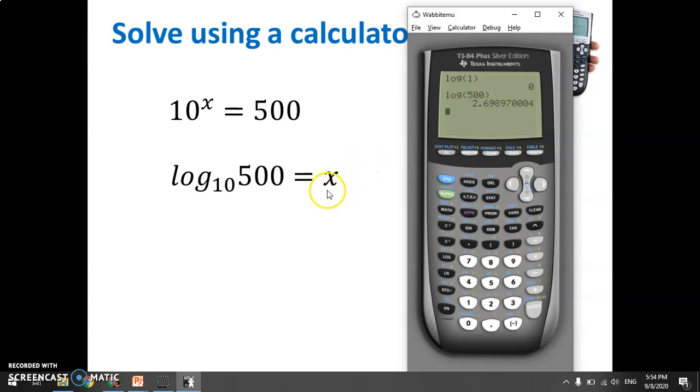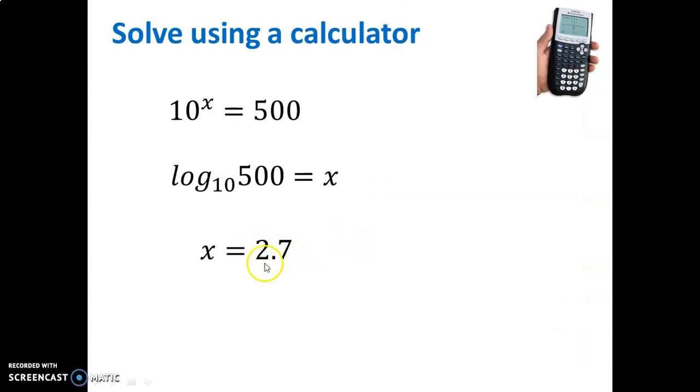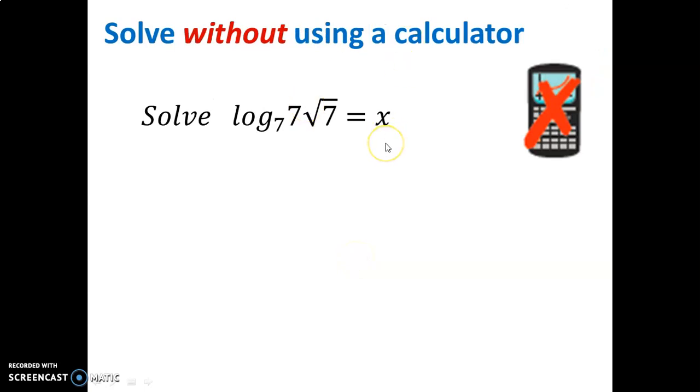And that makes sense, again, because 10 to the third would be 1,000, 10 to the second power would be 100, so we need an exponent somewhere between 2 and 3, and that makes sense right there. All right, great. So the answer, 2.7, if we round it. Now, the rest of these problems are going to be solving without a calculator. Let's try.